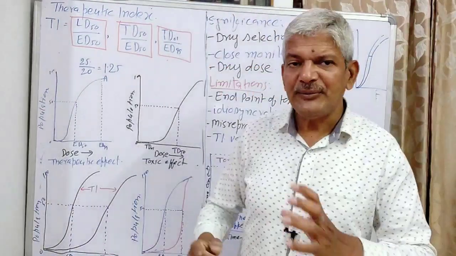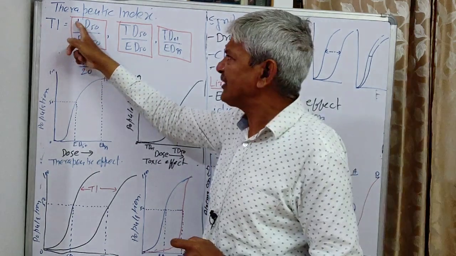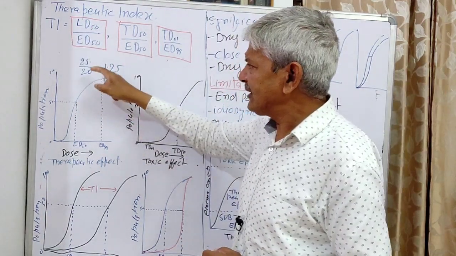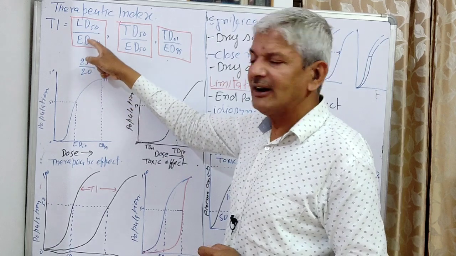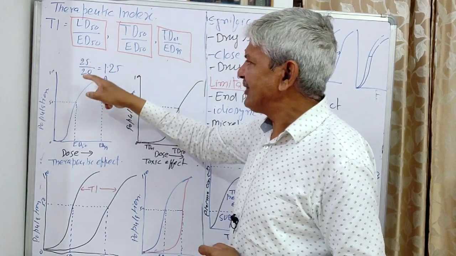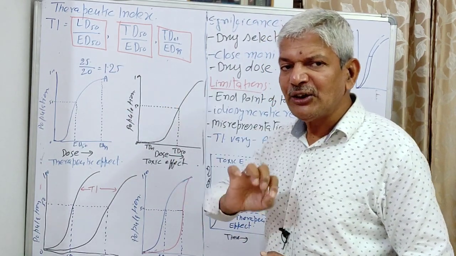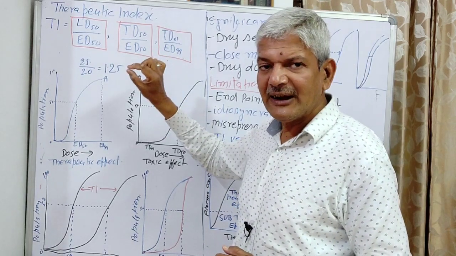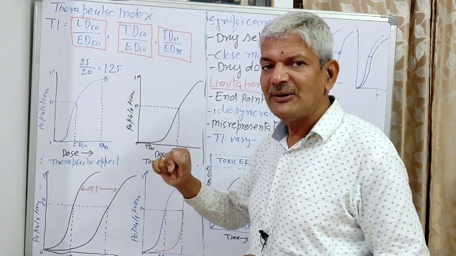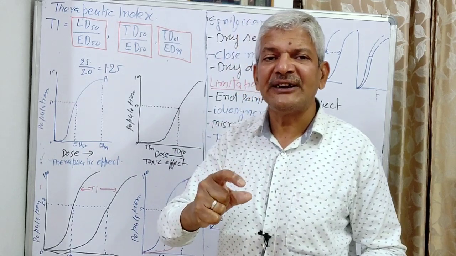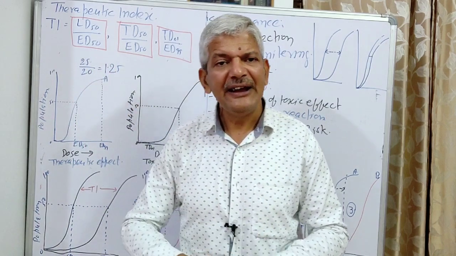We are saying therapeutic index is the LD50 divided by ED50, the median lethal dose divided by the median effective dose. Suppose 25 milligram is the lethal dose LD50 and 20 milligram is the effective dose, that is ED50. The ratio will come 1.25. Take drug B. The lethal dose of the drug is 100 milligram and the ED50 is 20 milligram. The ratio will come 5. It means drug B has a higher therapeutic index, and more safety margin compared to drug A.